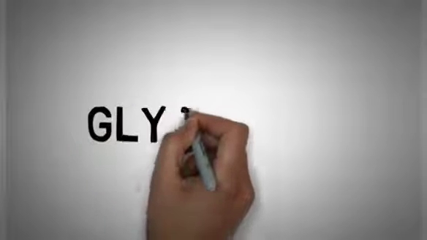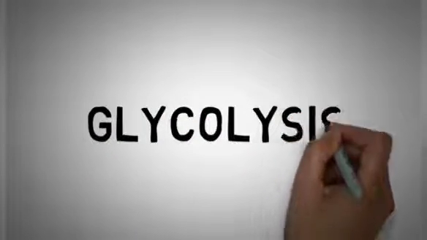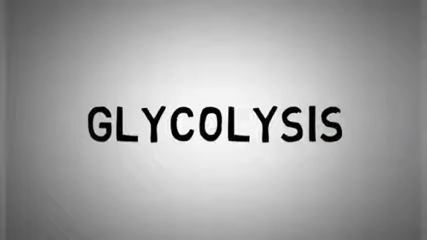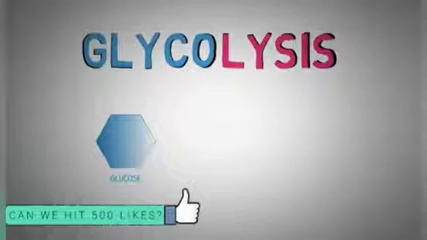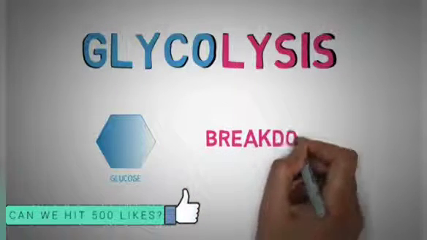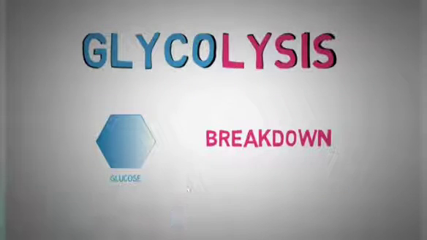Glycolysis takes place in almost every cell of the body. If you look at the term glycolysis, you can see that it is made up of two words, glyco and lysis. Glyco meaning glucose and lysis meaning breakdown. So glycolysis is a process in which we break down glucose.